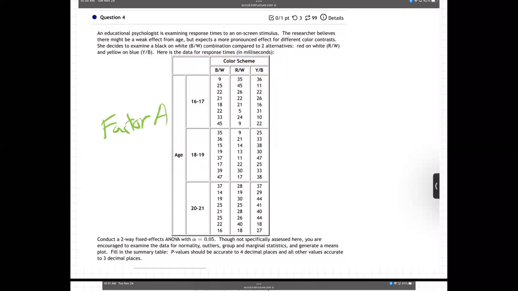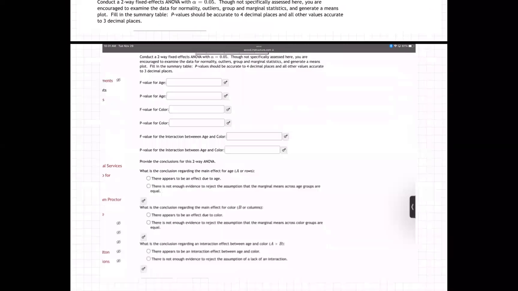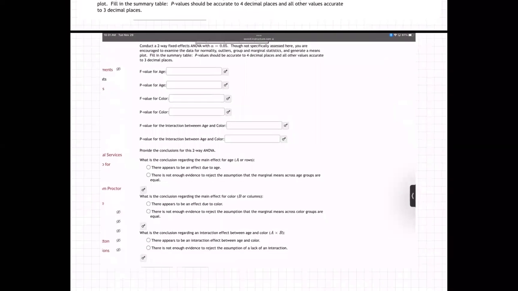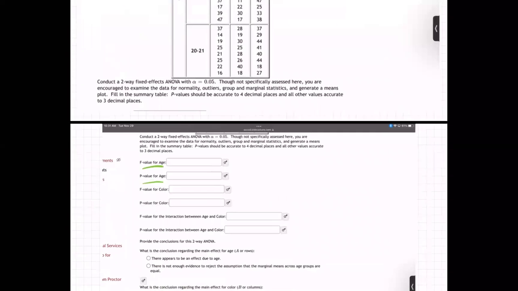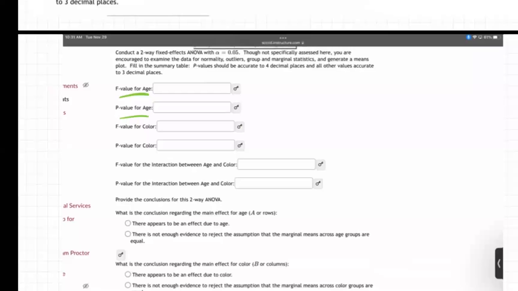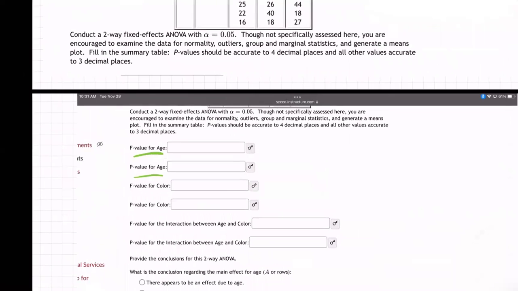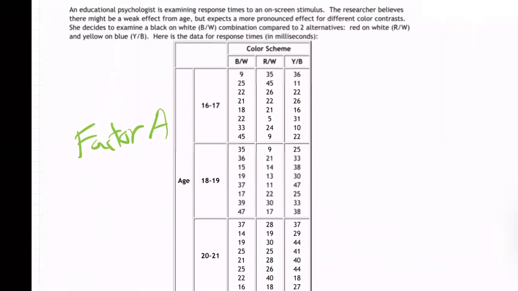Well, let me actually follow what they did. They did age first. I'll put age first because when I look down at the questions they're about to ask us, I see how they put age first. So I'm just going to make age A. You can do whatever you want, but that'll make it easier. Since they asked age first and then color, A will be the age factor, how old you are.